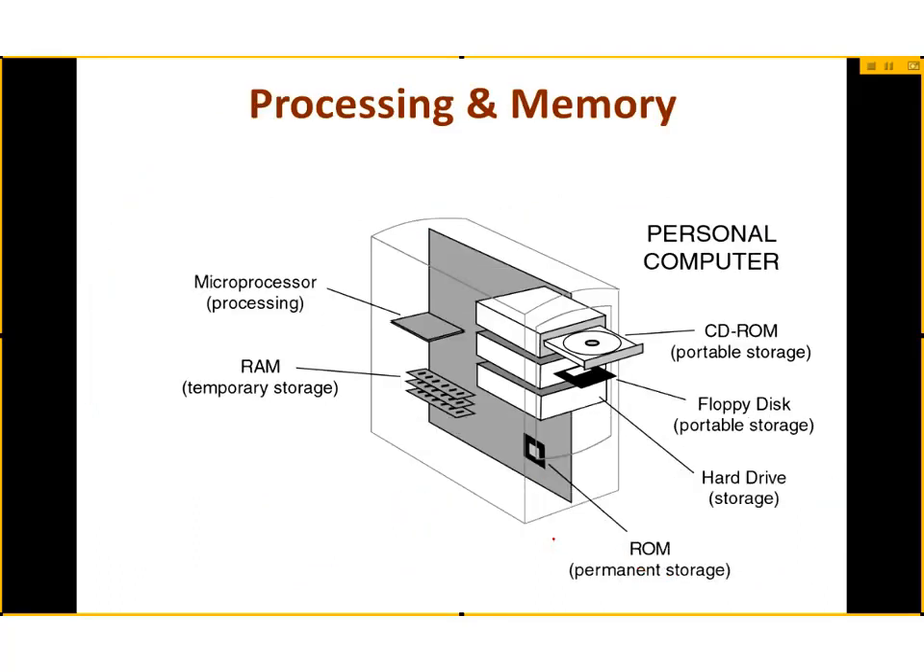In terms of the processing and memory that we mentioned, we have this microprocessor, which is the brain of the computer, actually doing most of the hard work of thinking and computing. And then, as I mentioned before, various types of memory that are associated with the computer.